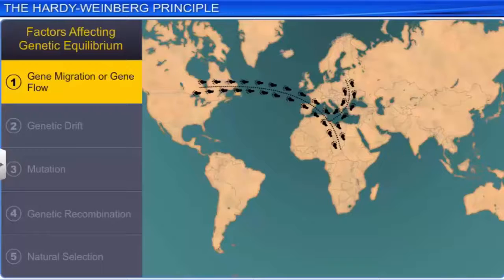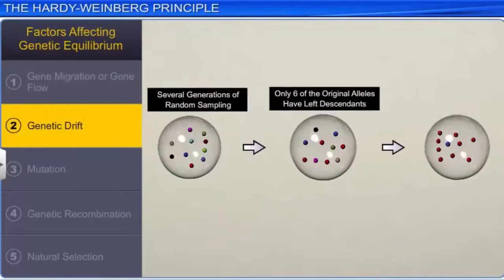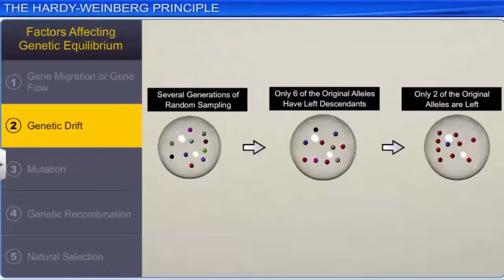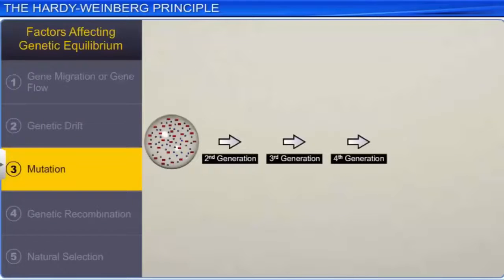When this gene migration takes place many times, it is called gene flow. Another factor that affects genetic equilibrium is genetic drift, which is a change in the relative frequency with which a gene variant occurs in a population due to random sampling and chance. Mutation is another factor that affects the genetic equilibrium.